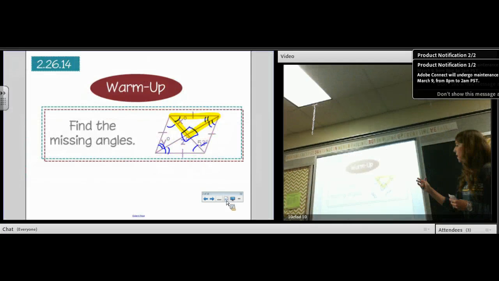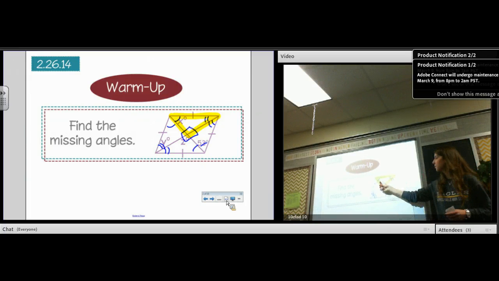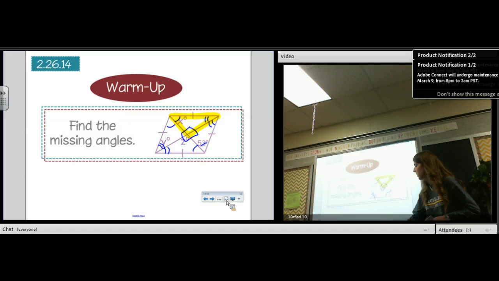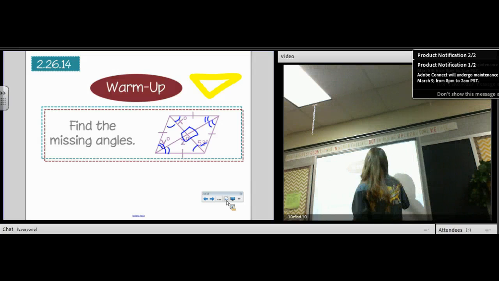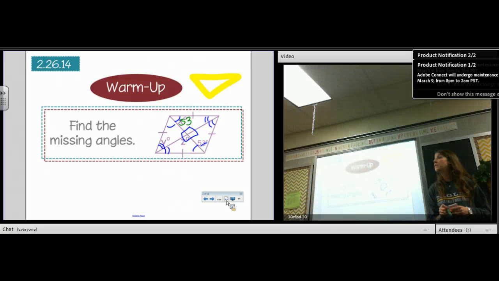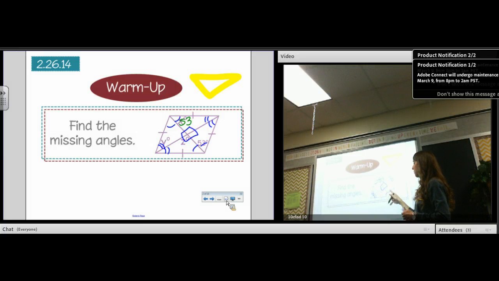We already know angle Z, it's 90. Zach, what's angle X? That's 53, very good. Any questions about that angle being 53? How we got it? Opposite angles are congruent and they're bisected. So all 4 of these are 53, 53, 53, 53. Say that 4 times fast.